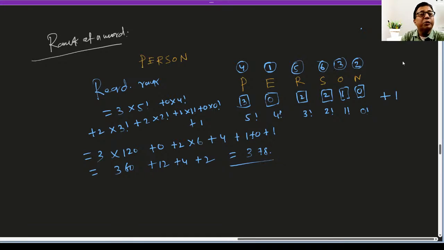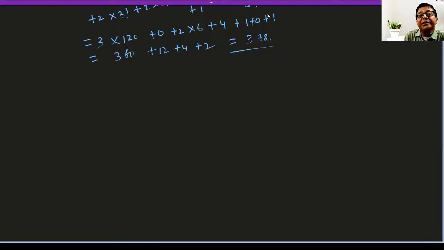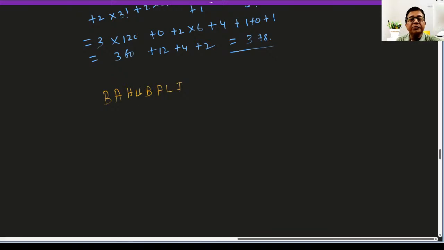But the problem arises when there is repetition. This rank you can find, but this method is faster. That's why I'm preferring this. Before JEE you must go through this method once. Suppose there is this word, at which place BAHUBALI comes when the letters are arranged the way they come in a dictionary, that we want to find.